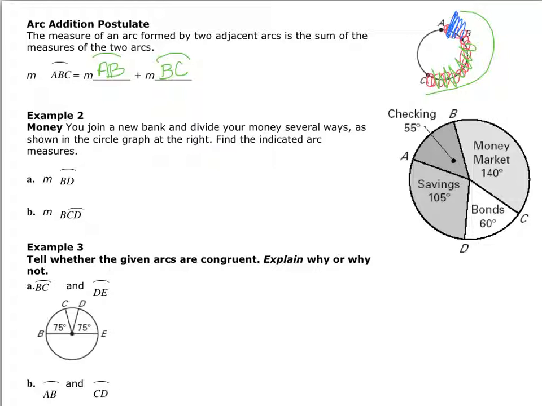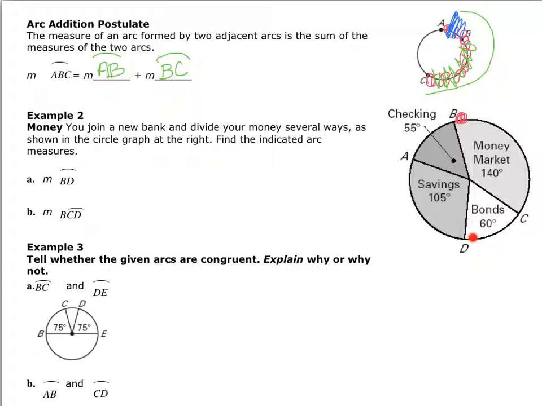So here we have an example 2. You join a new bank and divide your money several ways, as shown in the circle graph at the right. Find the indicated arc measure, so BD. Now watch, we have to go from B to D, and it's telling us here that BD is a minor arc. So you have to make sure, if it's only 2 letters, your answer must be less than 180. If you travel here, B to D, that is going to give you 200 degrees. So that's not the direction it wants you to go. It must be a minor arc.